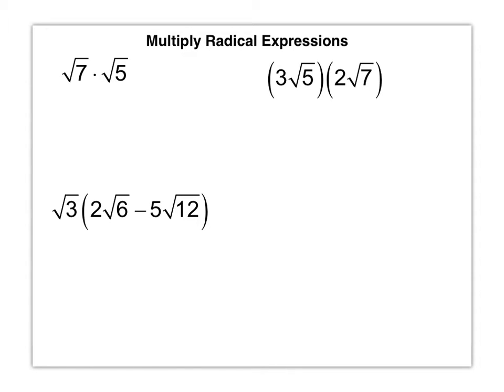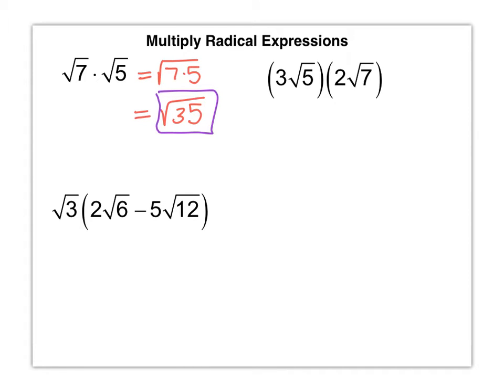Let's begin by multiplying the square root of 7 times the square root of 5. We can multiply these together to get the square root of 7 times 5 as a single radical, which simplifies to the square root of 35. Now, there are no perfect squares that are factors of 35, so this one can't be simplified any further.